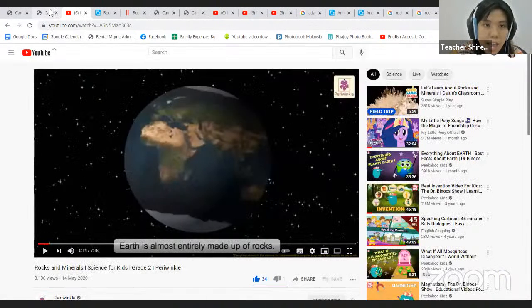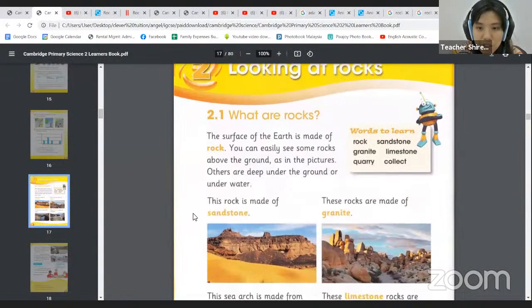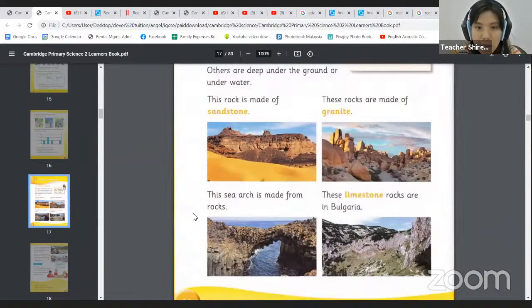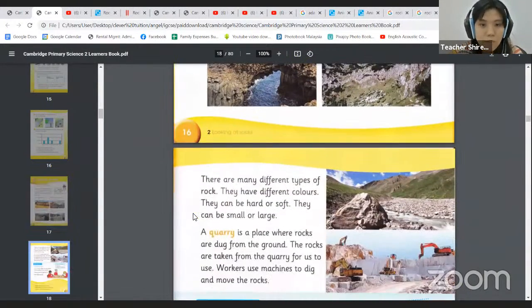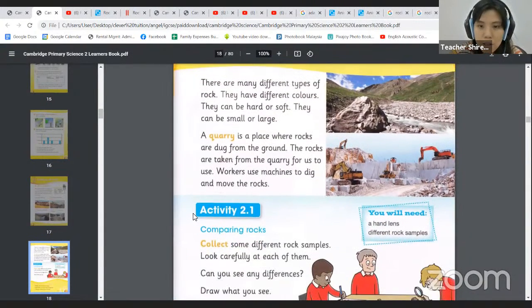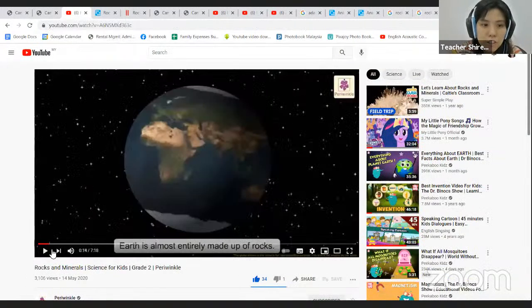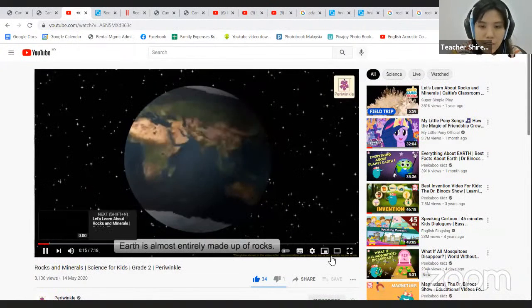So today's lesson, what we're gonna learn is different types of rocks, and with different places we have different types of rocks. It can be sandstone, it can be granite, it can be limestone. All sorts of rocks from the quarry. What's marble? What is slate? I'm going to show you this video so you have a little bit more understanding of all this.